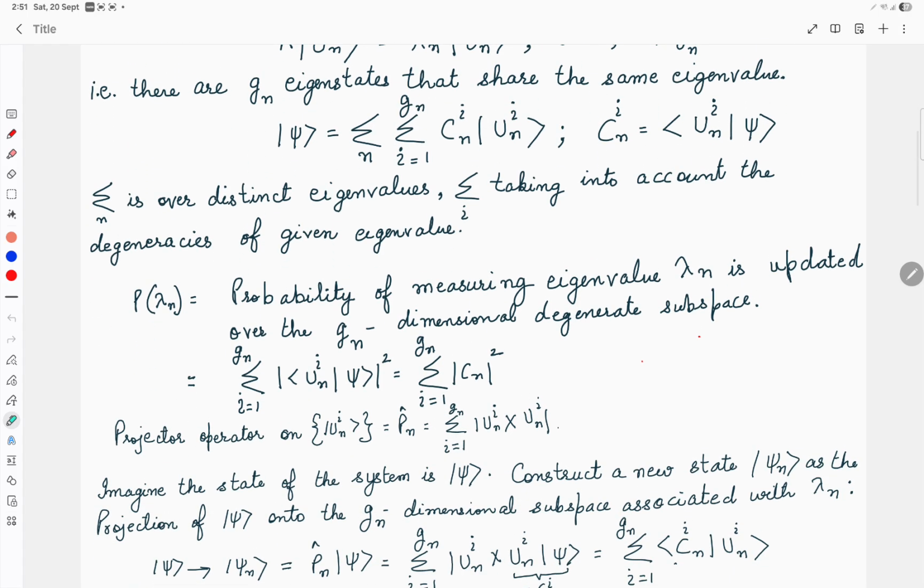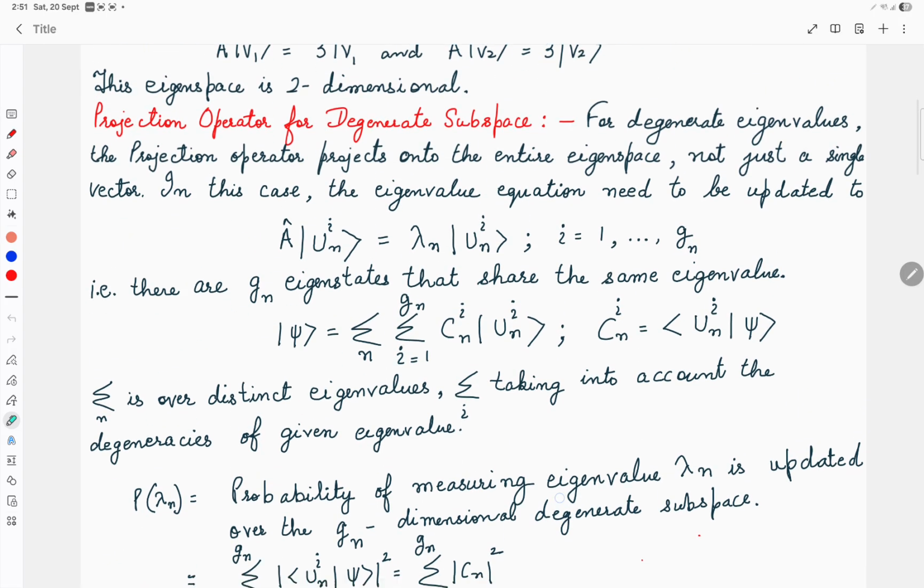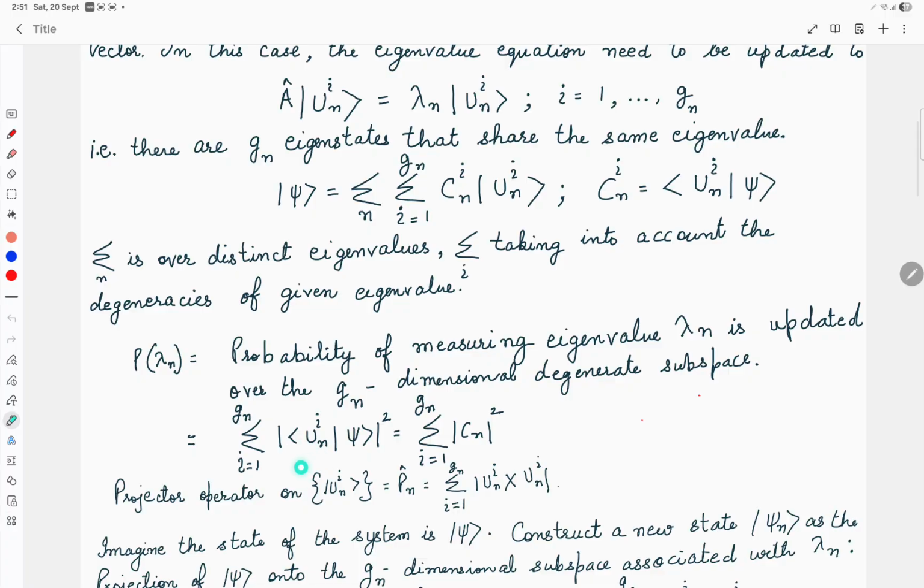Now, I have already discussed the probabilities also: the probability equation will also change. The probability of that particular eigenvalue is not related to one eigenstate, because in this case there will be an eigenspace. So the magnitude squared terms will be a summation over all the eigenvectors for which this eigenvalue is there.